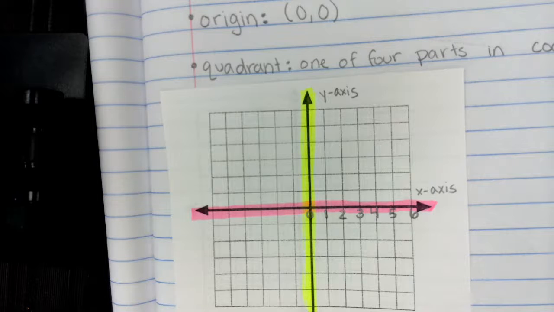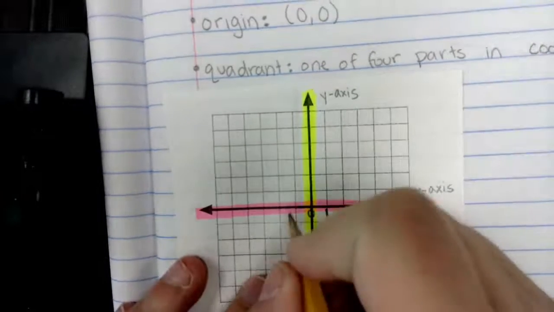Alright, similar in the other direction. We're going to start at 0 and then work our way backwards. So from 0, we're going to do -1.